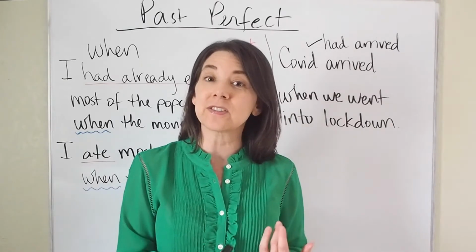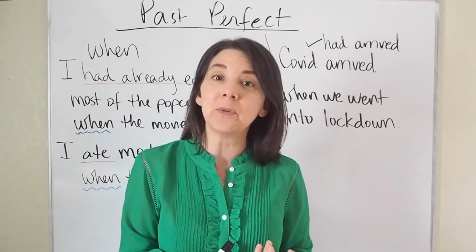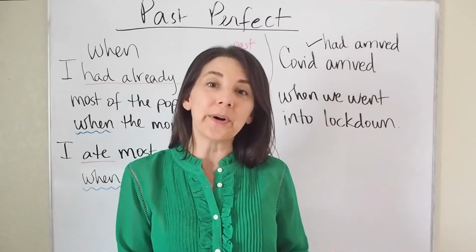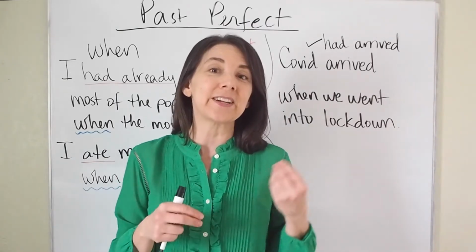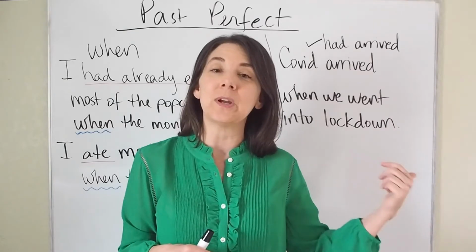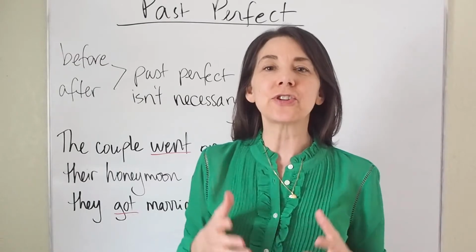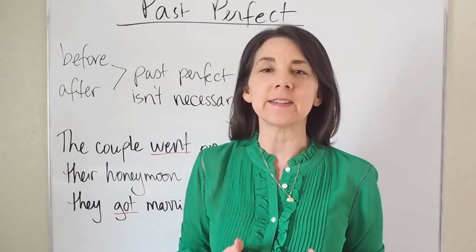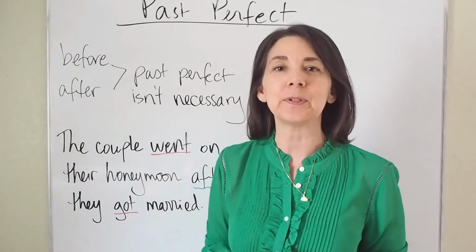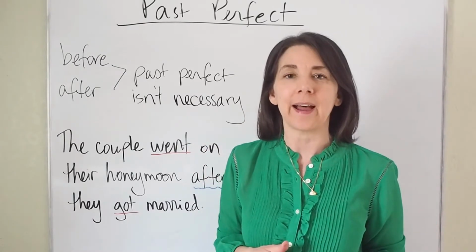I could also change the time word and say COVID had arrived by the time we went into lockdown. Or another thing I could do is I could use the word before. COVID had arrived before we went into lockdown. The words before and after show the order of events in time, and for that reason, past perfect is not necessary when we use the words before and after.